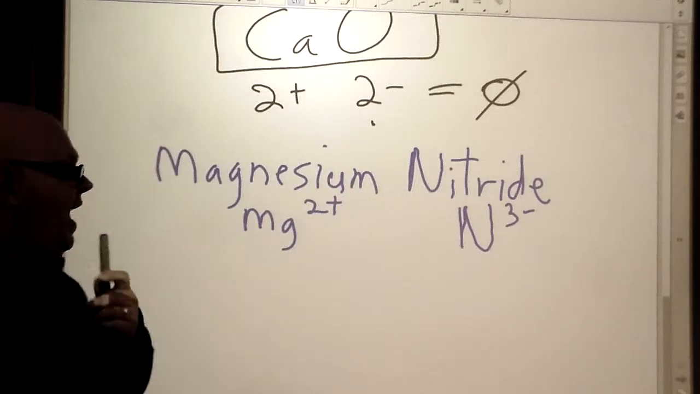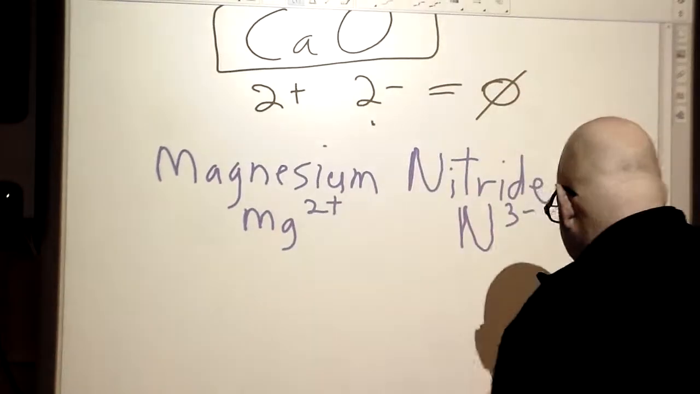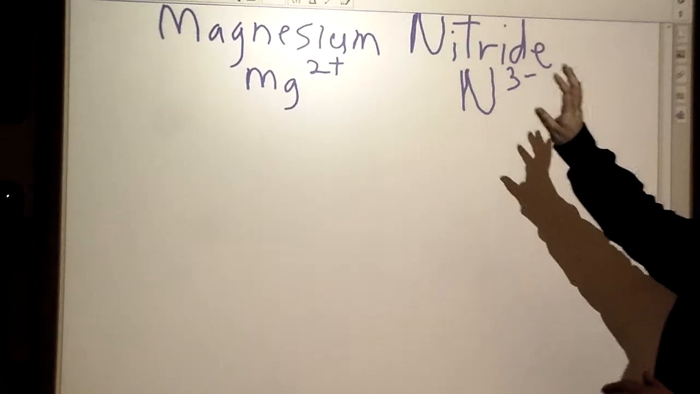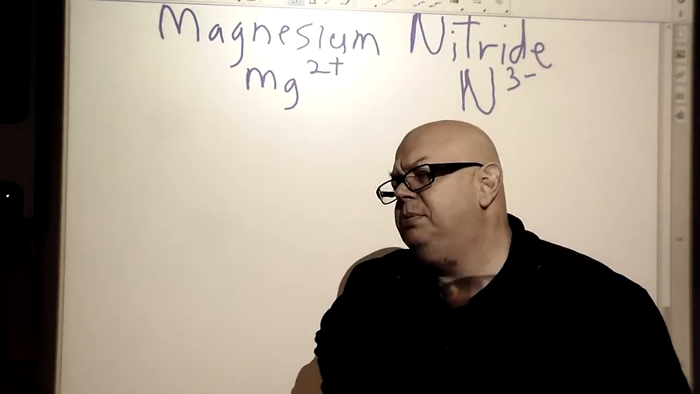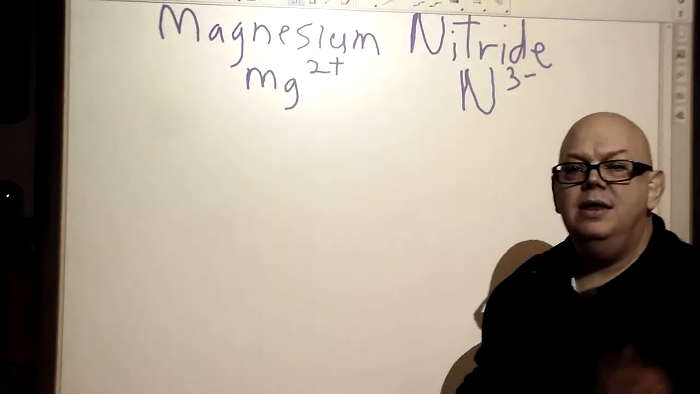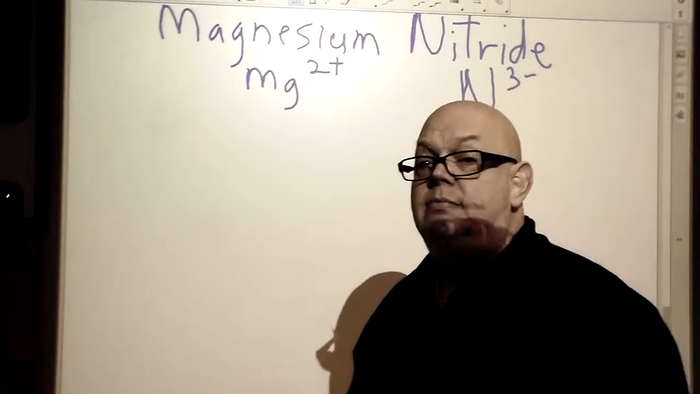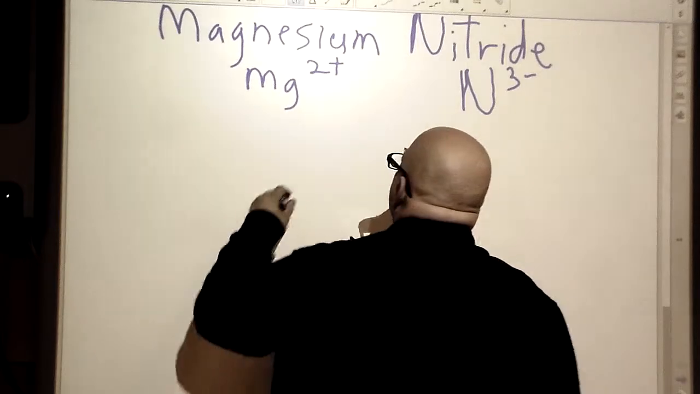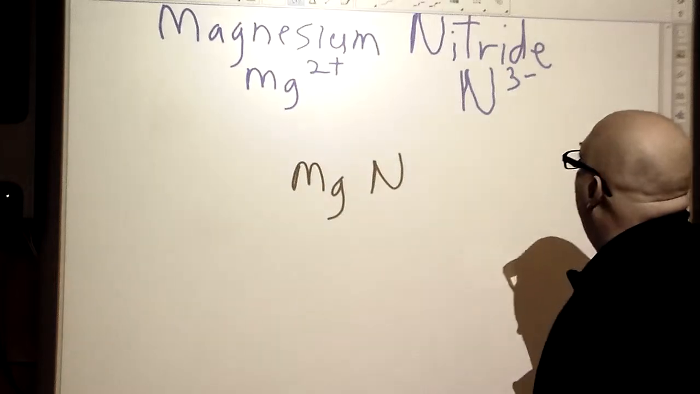So those are the charges that we have. Now, we're going to use the crisscross method once again because we know that this should work, all right? Now, there might be a question some people are thinking. Hey, how are we going to know which one goes first in our binary ionic compound formula? Typically, it's your cation, the positive ion that's going to go first. So we have Mg and an N. So we're going to crisscross.